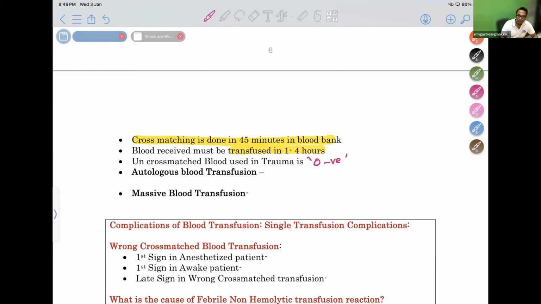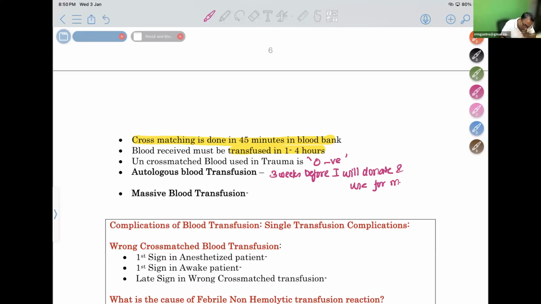What is meant by autologous blood transfusion? 3 weeks before I am going to undergo a surgery, for example, a knee replacement operation, what will I do? I will donate one of my units and store it in the blood bank, and I will use my own blood after 3 weeks. So 3 weeks before I will donate and I will use it for myself.